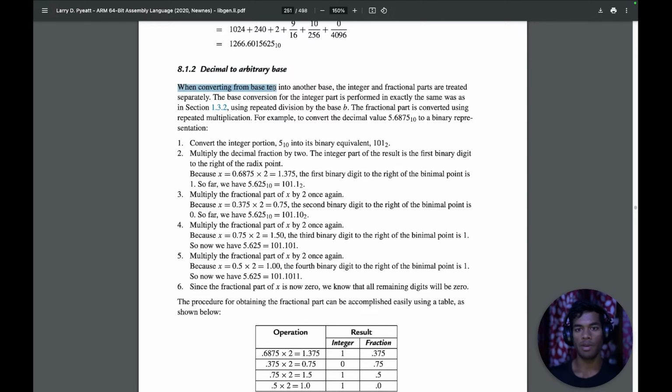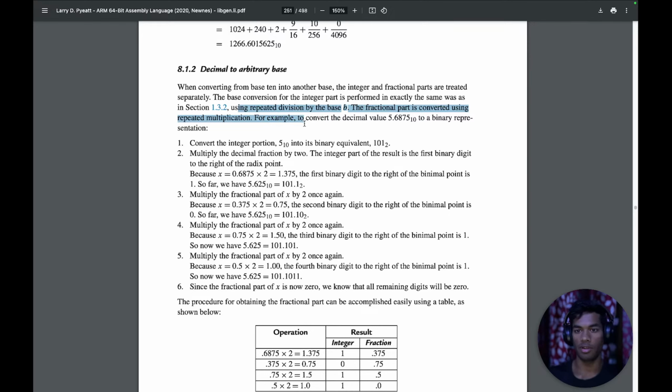When converting from base 10 into another base, the integer and fractional parts are treated separately. The base conversion for the integer part is performed in exactly the same way as before, using repeated division by the base b. The fractional part is converted using repeated multiplication.